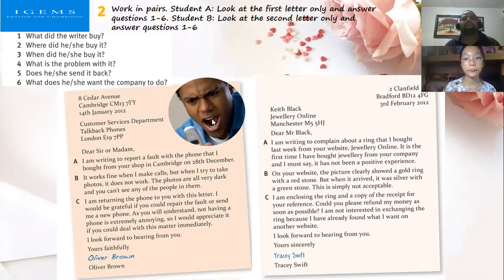Okay, that's right. The first one was a phone and the other one a gold ring. Okay, number 2. Where did he or she buy it? In the first, he bought it in Talkback Phones, and in the second, she bought it in Jewelry Online.